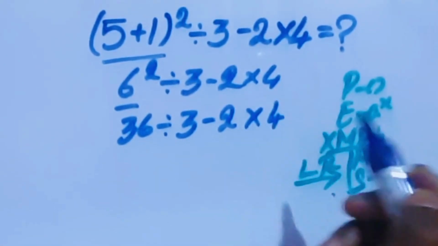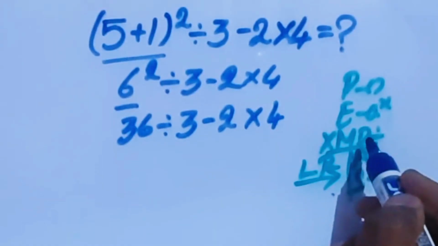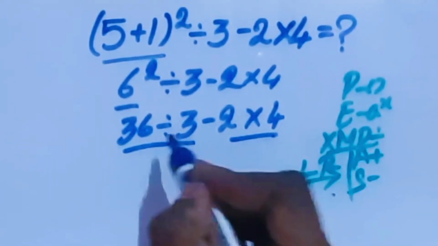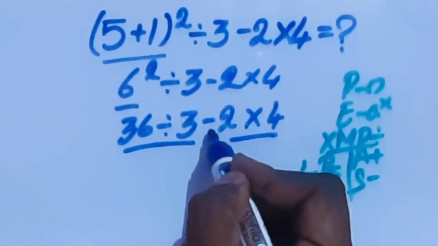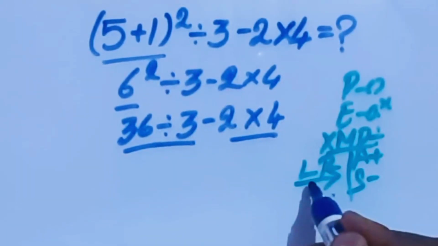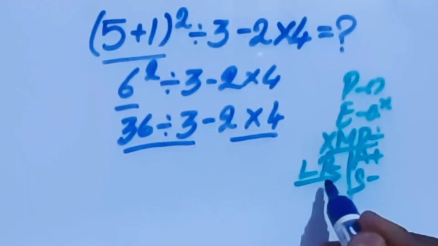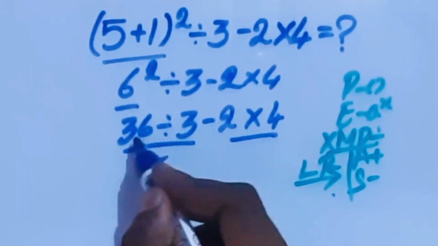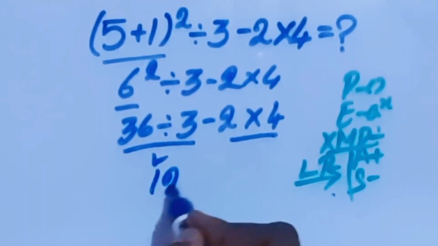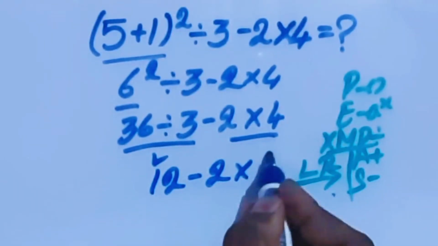2 times 4. Here the next priority is multiplication and division. Here we have division and multiplication. We have to do this division and multiplication before the subtraction. Multiplication and division are equal priority. For equal priority, we use left to right. Here left to right is this 36 divided by 3. Here 36 divided by 3 is 12, minus 2 times 4.